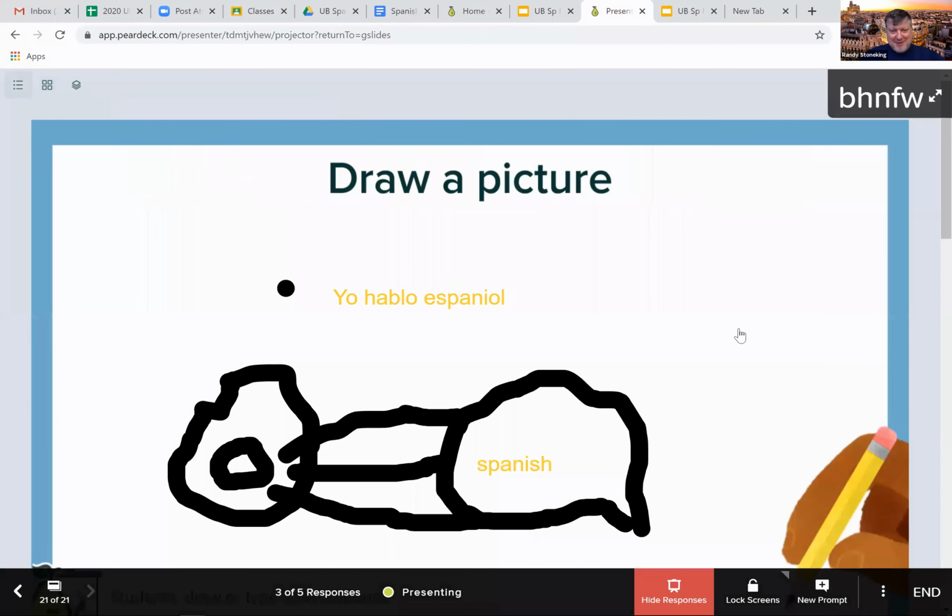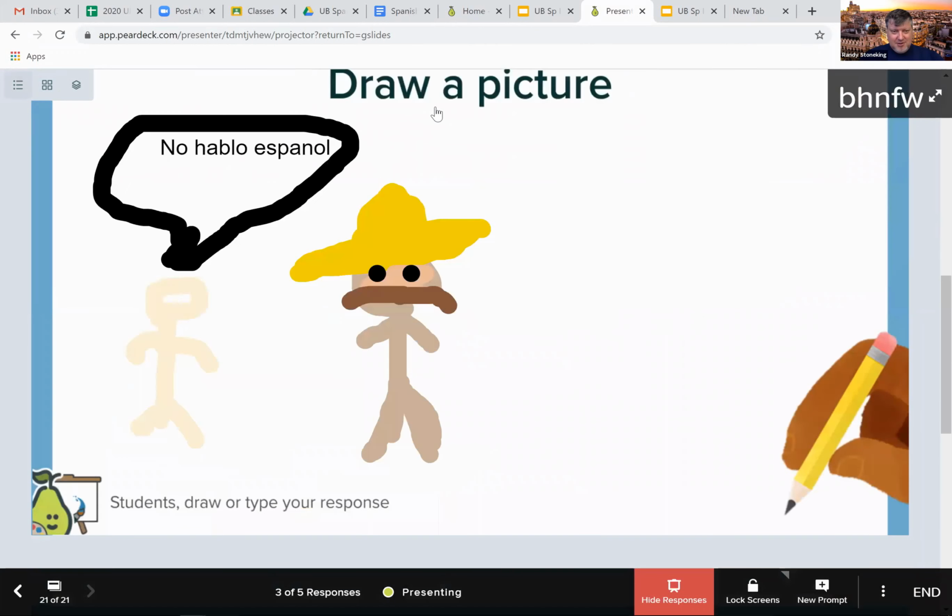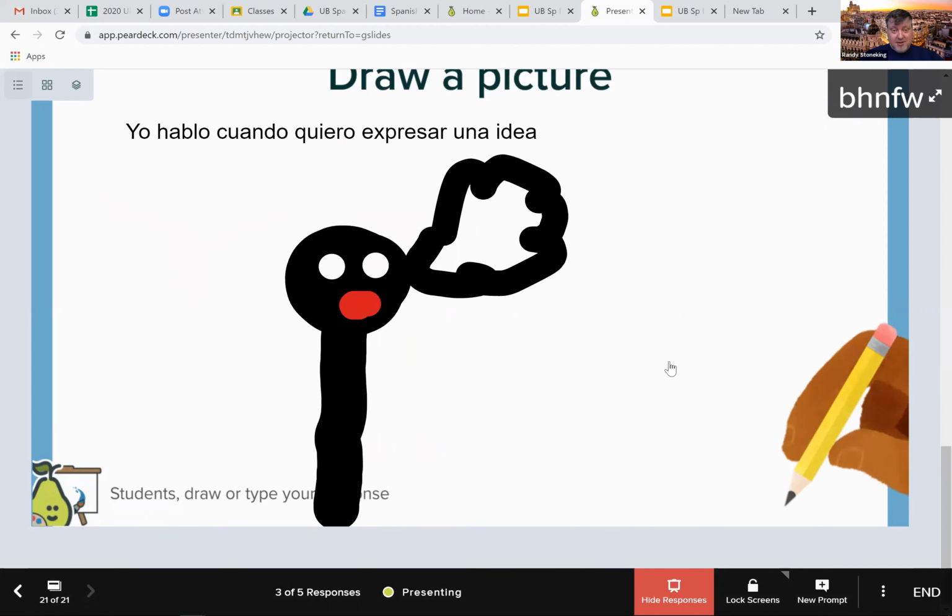So, here we go. Yo hablo español. Okay, I'm assuming this is somebody's mouth with the speech bubble. There we go. Yo hablo español. No hablo español. I don't speak Spanish. I'm guessing this is the person to whom you're talking. No hablo español. Bien. Yo hablo cuando quiero expresar una idea. I speak when I want to express an idea. There we go. That's a nice little stick person.